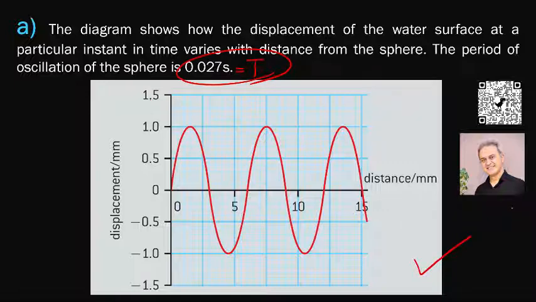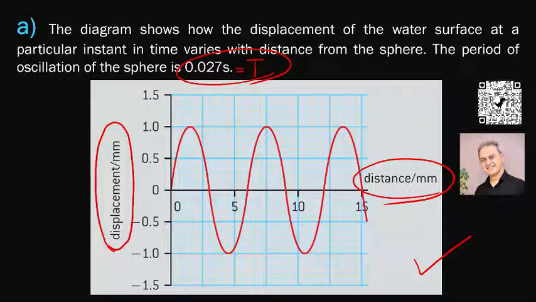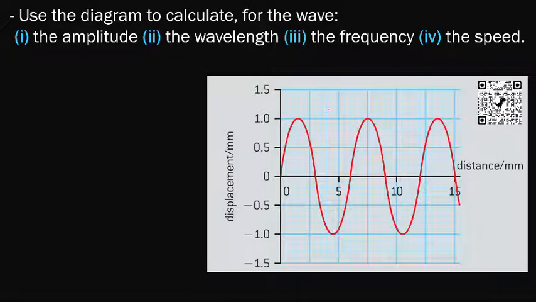In a wave profile, we have frozen the wave, and so the displacement of each particle is shown on the vertical axis in millimeters, and the distance traveled by the wave is shown on the horizontal axis. Of course, you know that the energy transfer will be along the horizontal axis. Okay, use the diagram to calculate for the wave the amplitude, the wavelength, the frequency, and the speed.